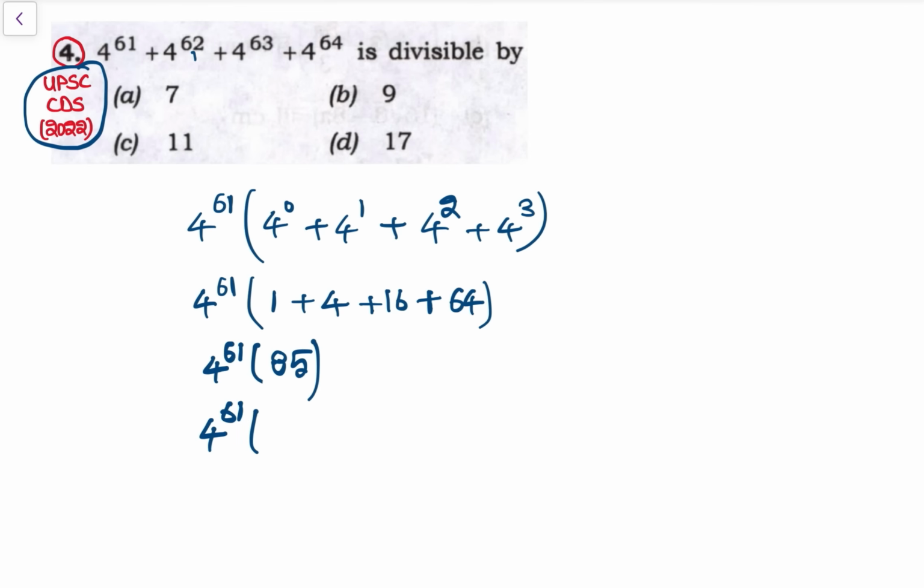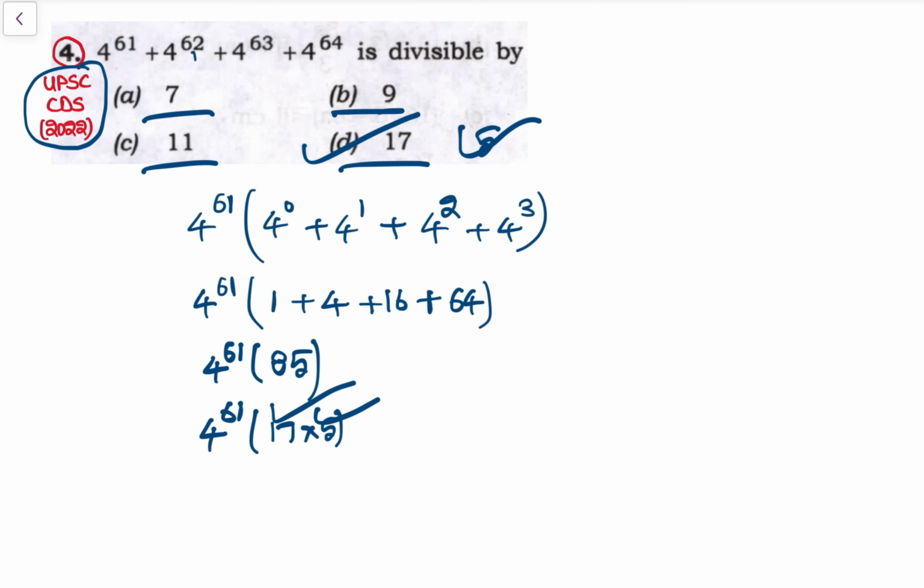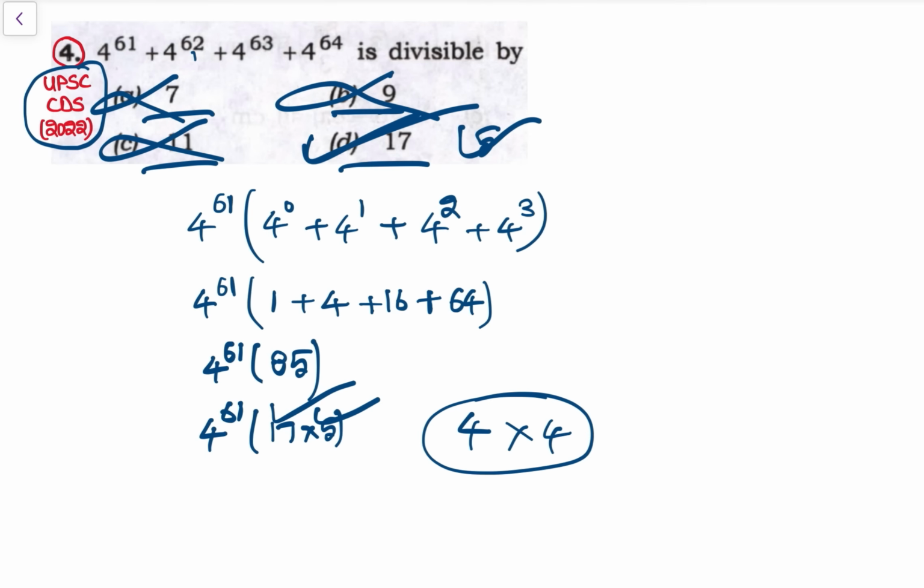Or ये भी 4 to the power 61 into 85 you can write it. See, because options में नहीं है, so options we need either 9 or 7 or 11 or 17. So 85 can be written as 17 into 5, so it will be divisible by 17 also. अगर 5 होता तो 5 से भी divisible होता, 17 से भी divisible होता, then 4 से भी होता, then 4 into 4, 16 से भी होता. उस हिसाब से, but 7, 11, 9 से नहीं होता.